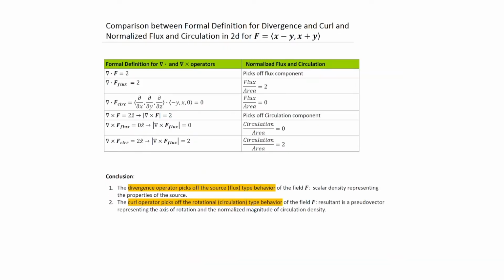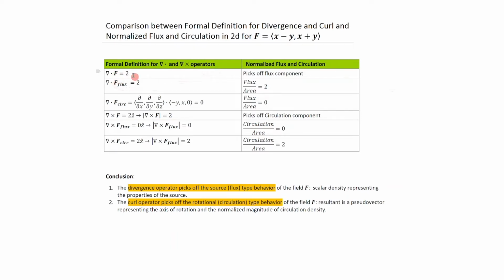All right, so let's compare what we had originally done using a very simple approach where we used a normalized flux and circulation, and now look at the formal definition which applies across the board for the divergence of a vector field and the curl of a vector field. These, by the way, are the operators. So we've basically summarized what we had on the previous page.